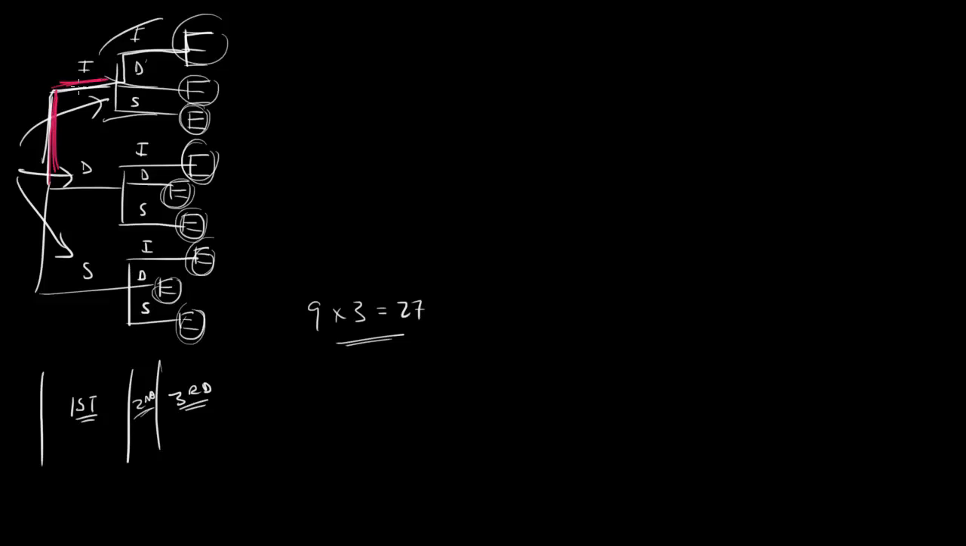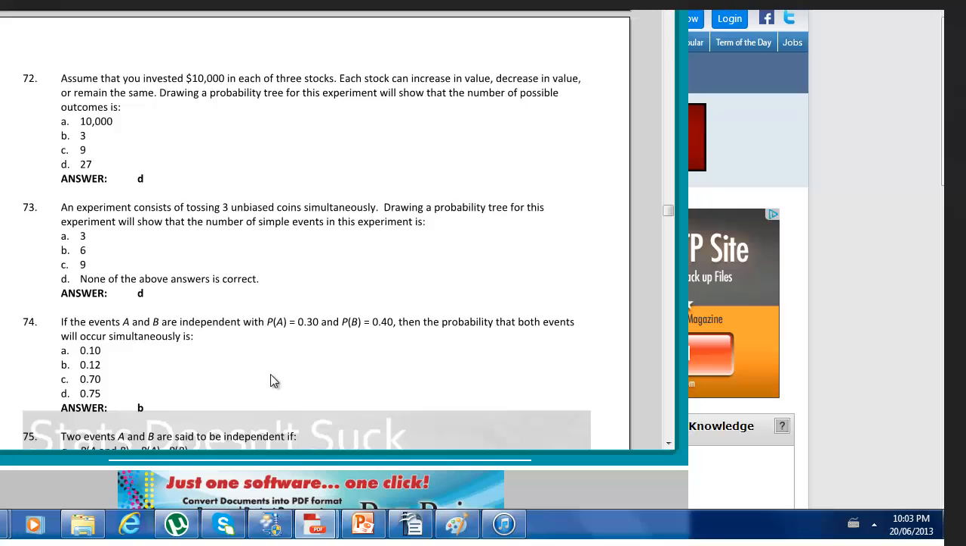So let's see. Here is one pathway. That's just one. And here is maybe a second pathway. There's a total of 27 pathways. So how does that help us with this? 27. The answer is D. So that's how you get to that answer.